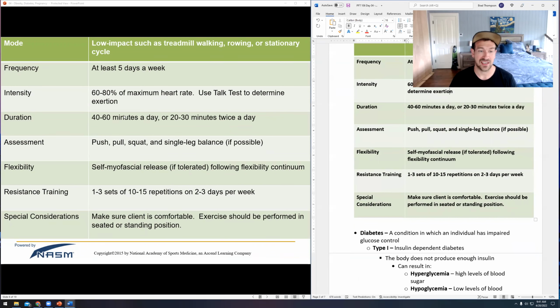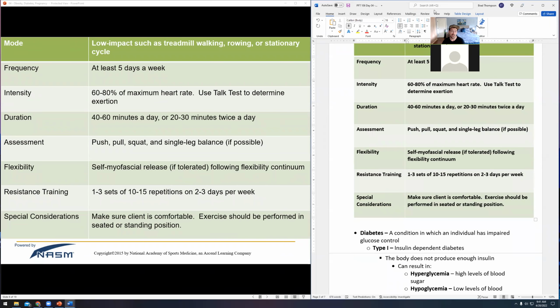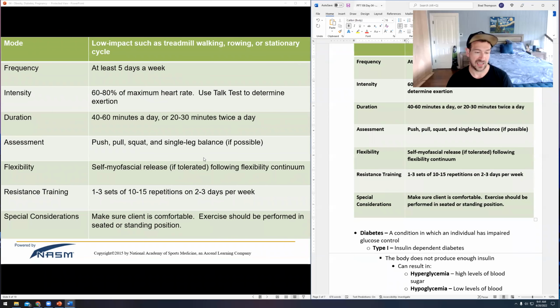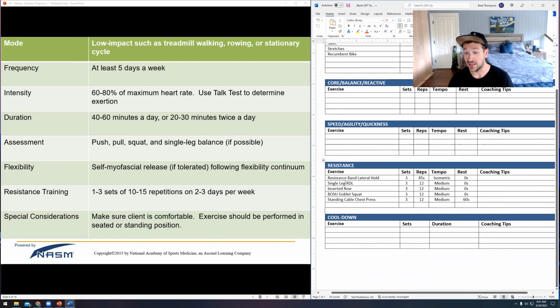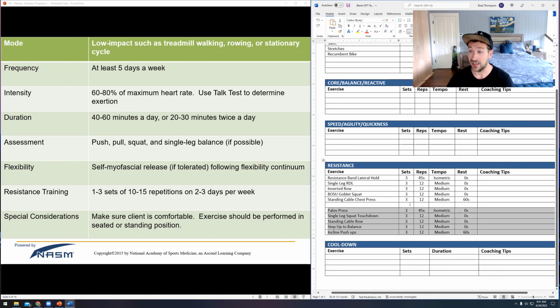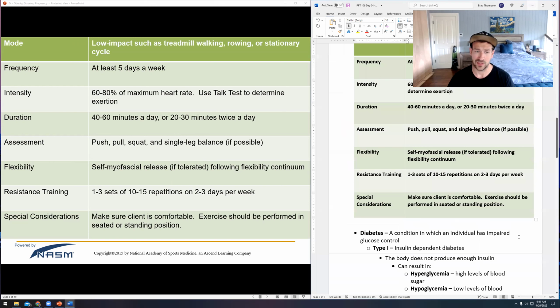Duration is 40 to 60 minutes a day. If your client cannot handle that, they can do 20 to 30 minutes twice a day. I think that's a really effective way to do it. If I had a client, like I said, this was 24 minutes, right? This little circuit here. So if my client, let's say I get rid of this, right? And they just do this section here. If they did that for 24 minutes in the morning before they go to work, and then later that day, when they get home from work, they go for a 30-minute walk or a 20-minute walk, great.